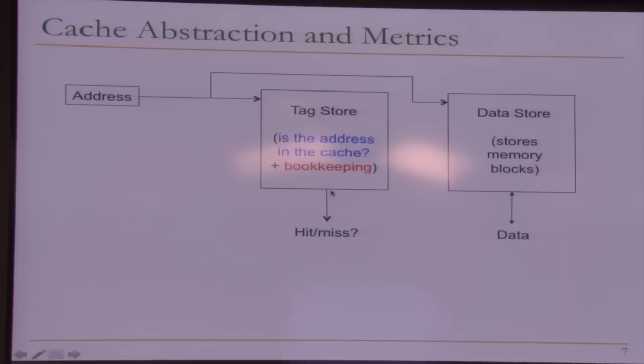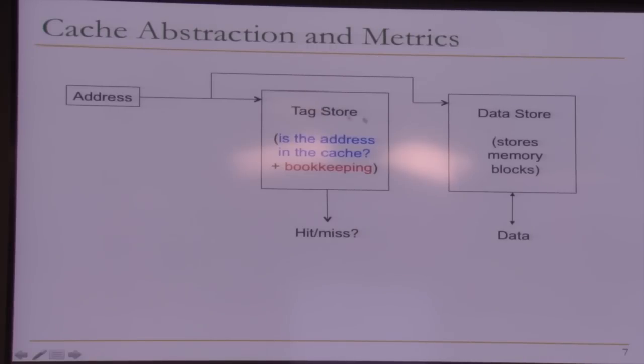And the answer you get out of this when you access the cache is, is this address a hit or a miss in the cache? That's the answer to this question. Is this address in the cache? And there's also a data store, which is really what the cache is. It's really the data, not the metadata. It stores the memory blocks that are currently in the cache, right? And it supplies the data.